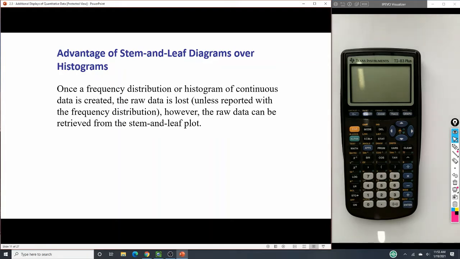The good thing about stem and leaf is that once we do a histogram, we can't see the raw data, whereas in a stem and leaf, we can see the raw data. We still know what numbers went with those specifically.